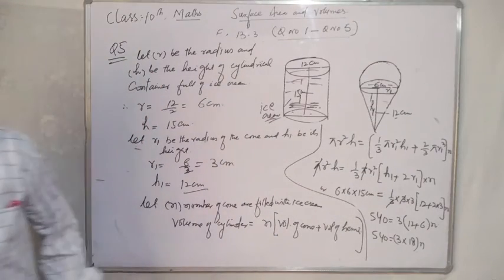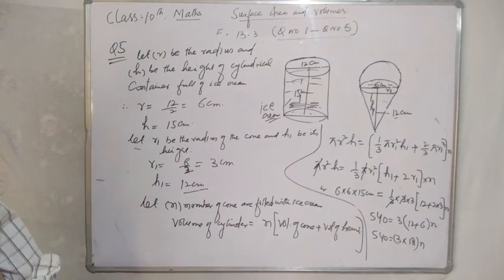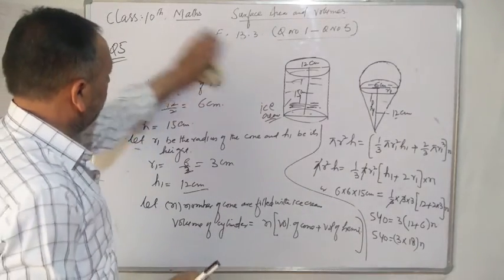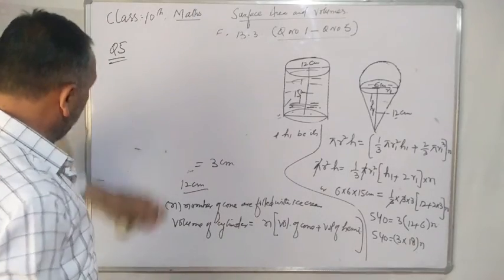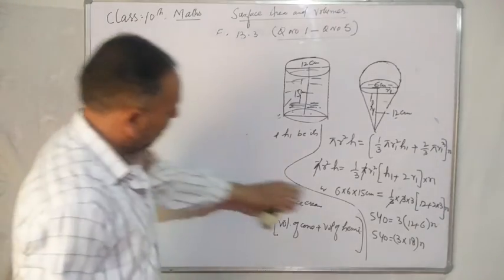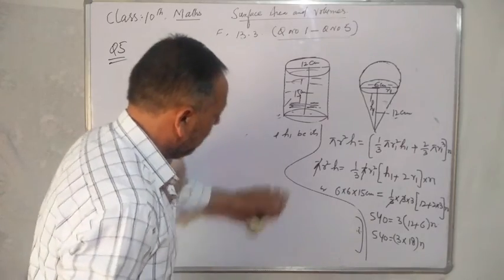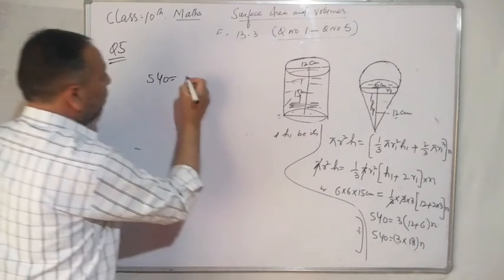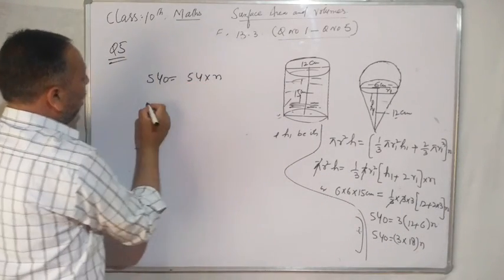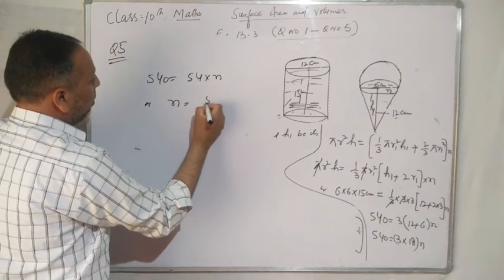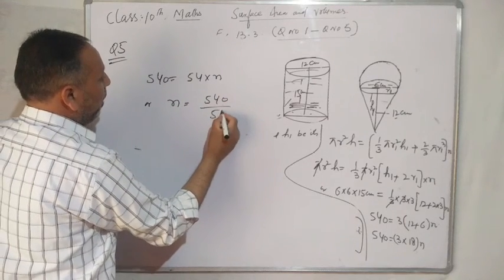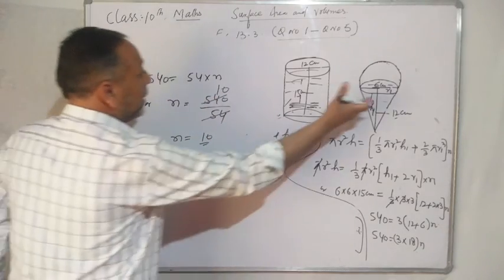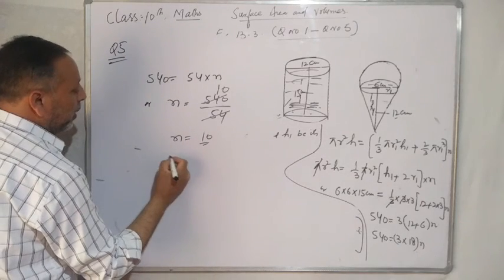First pause the video and note it down. So let me do it here now. So it is 540 is equal to 3 into 18, 54 into n, or we say n is equal to 540 divided by 54, that is 10. So n is equal to 10. So 10 ice cream cones are filled. How many cones? 10 cones.